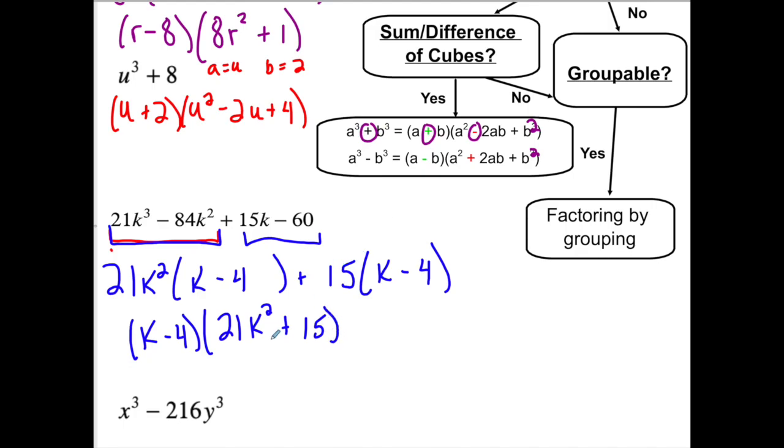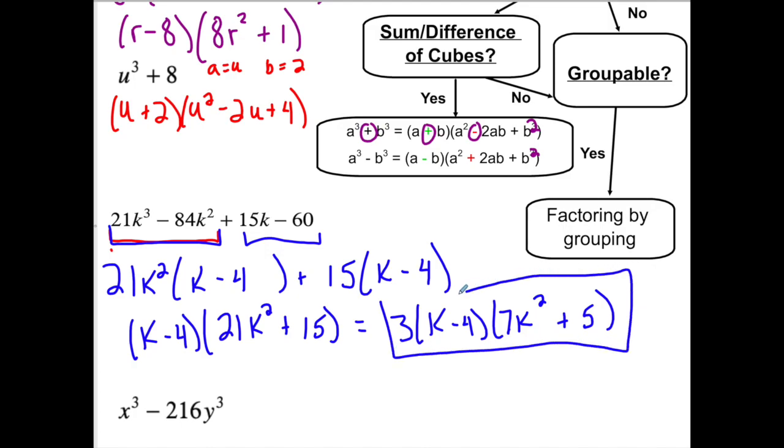Okay, and then 21k squared and 15 have a greatest common factor. I could have taken that out in the beginning. I could have seen, wait a minute, these all have a 3 in them, or I could have noticed it now. That's okay. So I take the 3 out. I always move the 3 in front. I take 3 out of 21, I get 7. I take 3 out of 15, and I get 5. So remember, all GCFs need to be removed. This would not earn you full credit because the GCF is not removed.